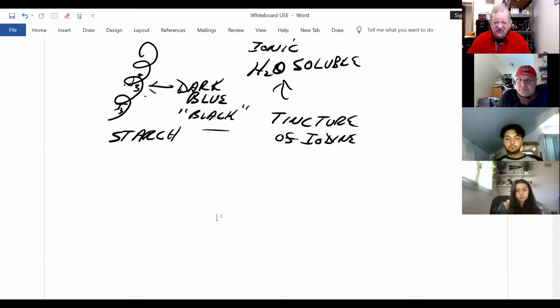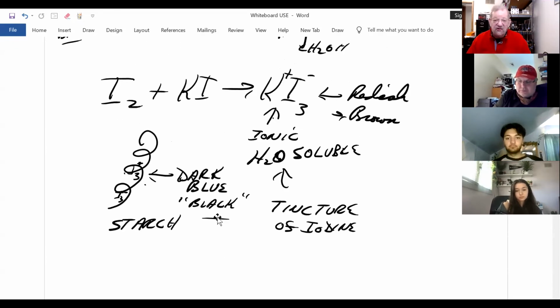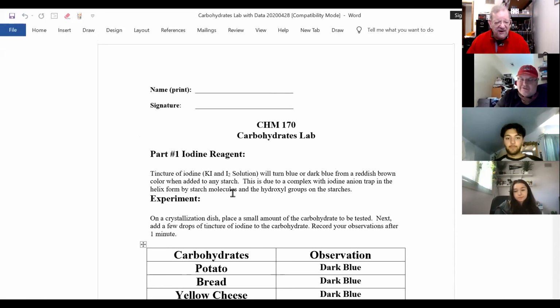And what you're going to do in this lab is find out if things are starch or not. And what things are you going to use? These. What we're going to do is take tincture of iodine, which is KI plus I2, which makes this water soluble, and it will turn dark blue from reddish brown when added to a starch. This is due to a complex iodine ion trapped in the helix form.